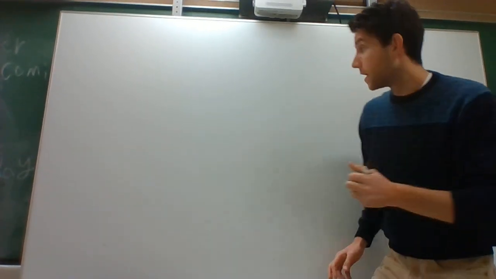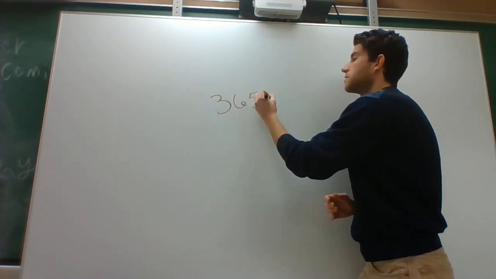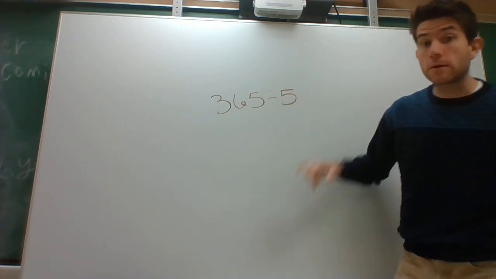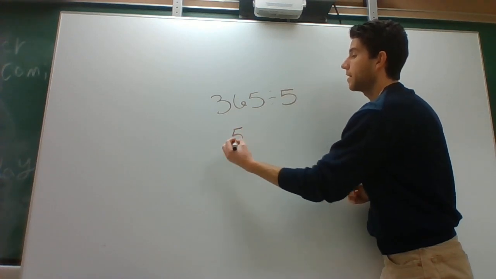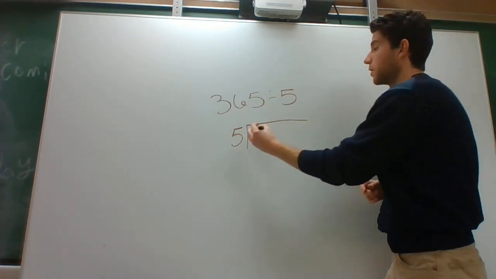Our task today: how do we divide decimals? So let's say I have 365 divided by 5. I'm going to take whatever number I'm dividing by and put that on the outside of my division bracket, which means my other number I'm going to have to put on the inside.